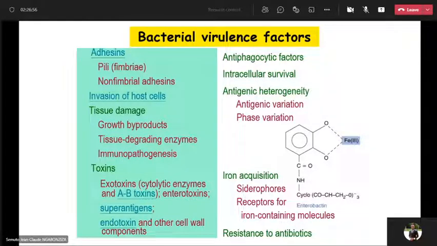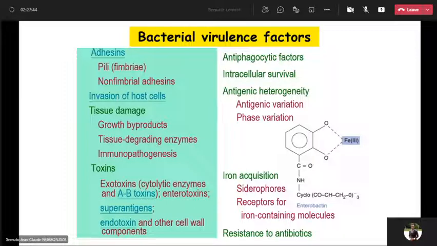We have toxin. In toxin, we have two categories. We have exotoxin, but we also have endotoxin. Exotoxins are cytolytic enzymes. We see that they have component A and B. Enterotoxin, there are superantigens. The endotoxin and other cell wall components can also produce some reaction to the host. There are also antiphagocytic factors, like we said, the capsule, the slime, that allow bacteria to escape or antagonize the phagocyte.